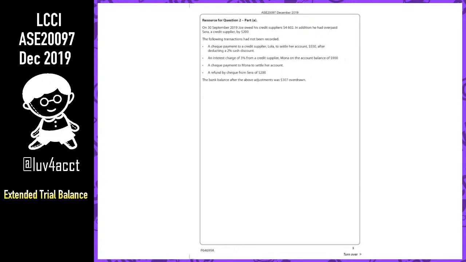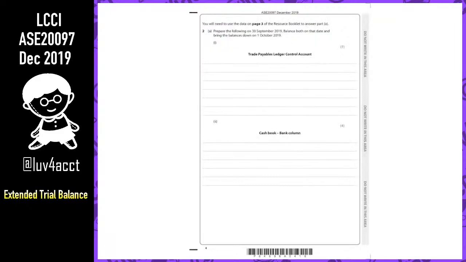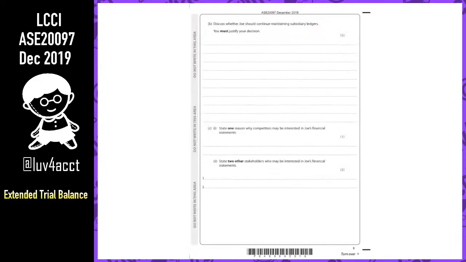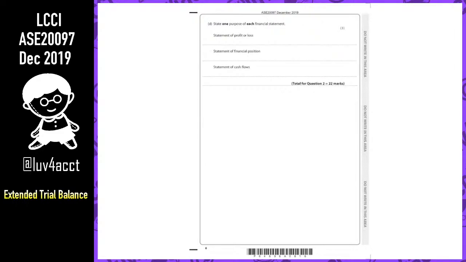We always work quickly on the extended trial balance, but I'm not sure for the others. Question 2 is very short information given. Control account, bank column of the cash book, and then discussion of maintaining subsidiary ledgers, and then some other explanation questions, and 22 marks. Okay, that is a lot.